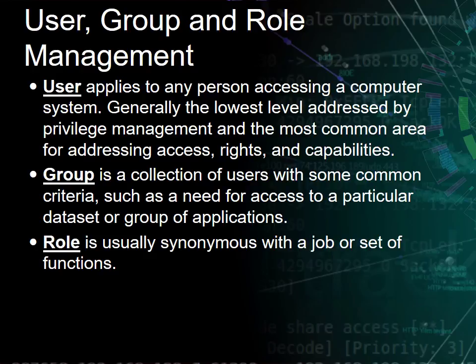User group and role management. User applies to any person accessing a computer system, generally the lowest level addressed by privilege management and the most common area for addressing access, rights, and capabilities. Group is a collection of users with some common criteria, such as a need for access to a particular data set or a group of applications. Role is usually synonymous with the job or a set of functions that are performed by a user or a group.